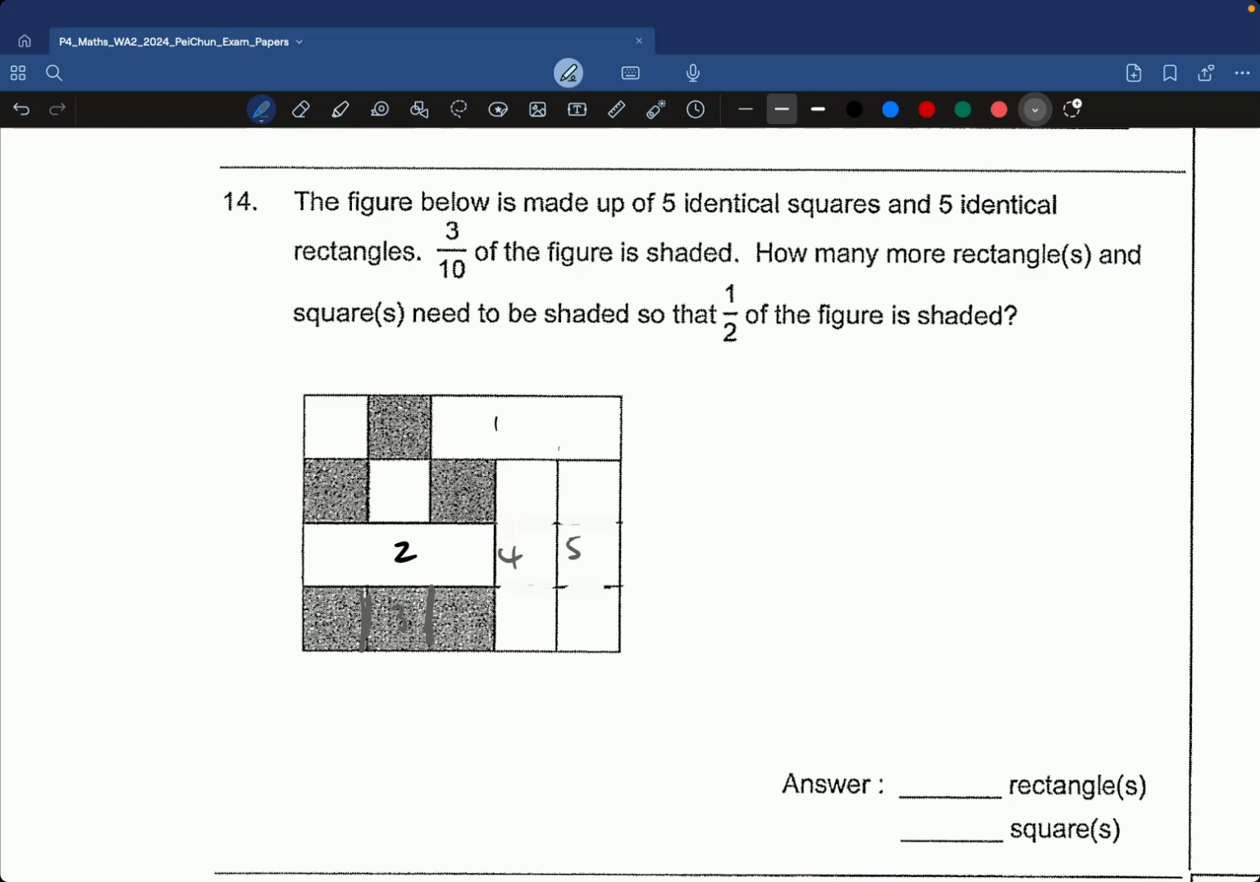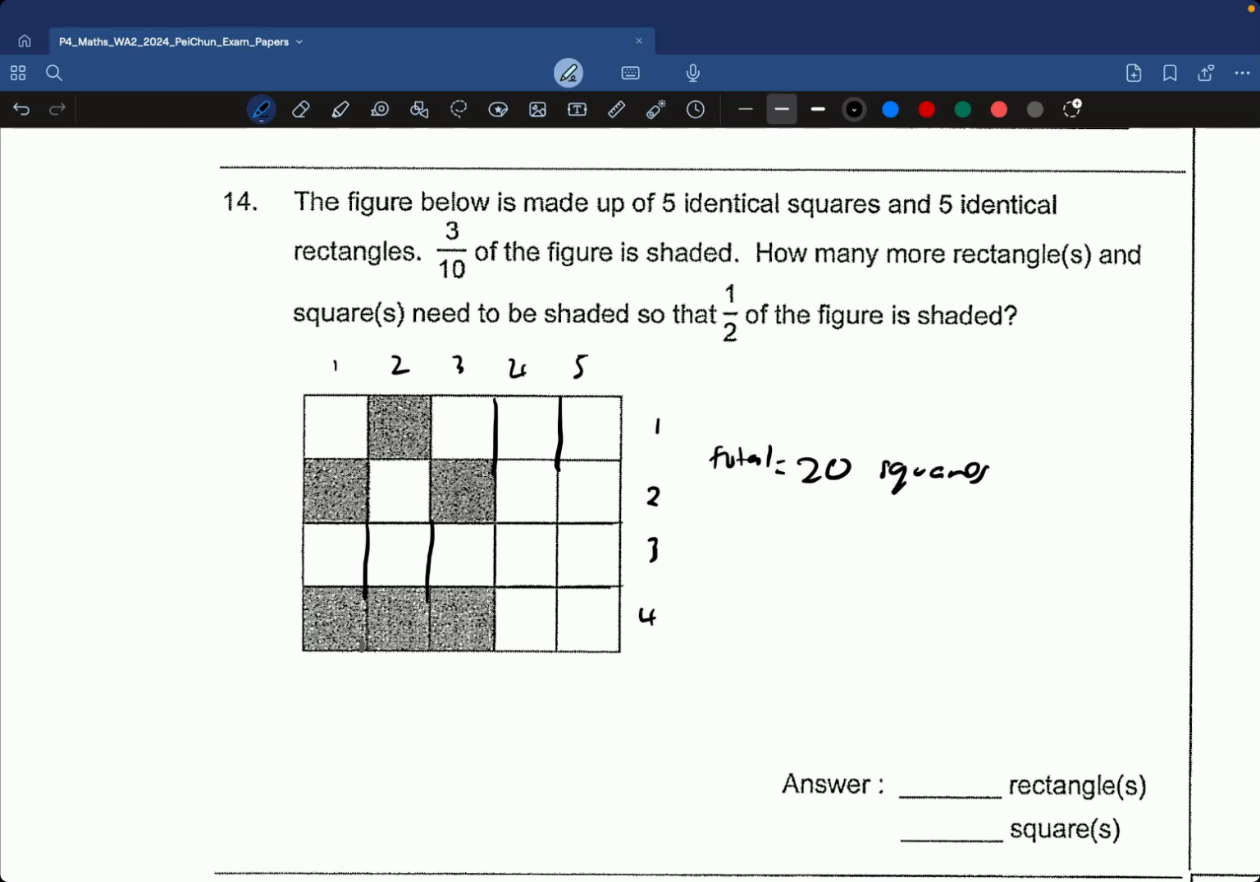Okay, so what you can do is you can actually do what this person has done, which is to cross out, put the lines over here. So 1 line, 2 lines. Okay, so everything should be a square. That's what you see over here. All right, so in total, we have 1, 2, 3, 4, 5 by 1, 2, 3, 4. So there is a total of 20 squares.